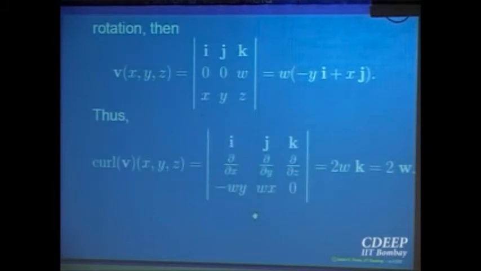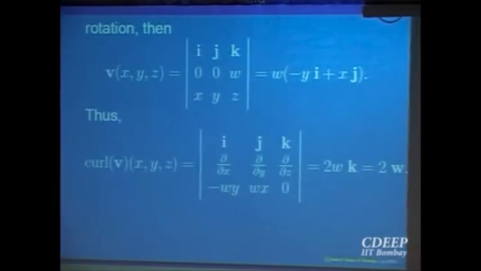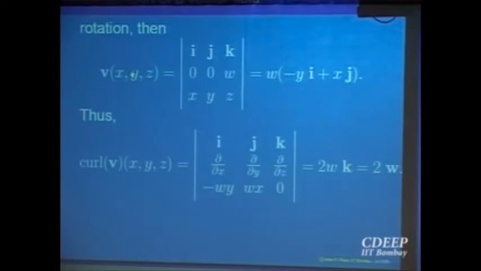So we can write down, let us look at the curl of this velocity vector. The curl of this velocity vector will be given by the determinant with i, j and k, and partial derivatives with respect to x, y and z. So this will give you minus wy plus wx from here, and the third component is 0. So that is 2 times the vector w, and w is the vector whose magnitude is the angular velocity.